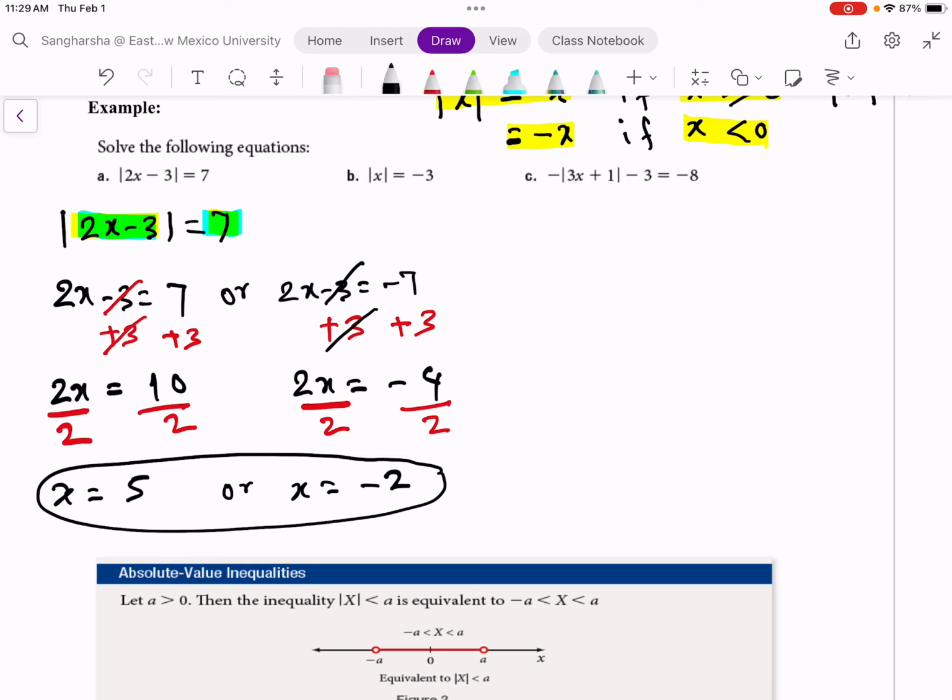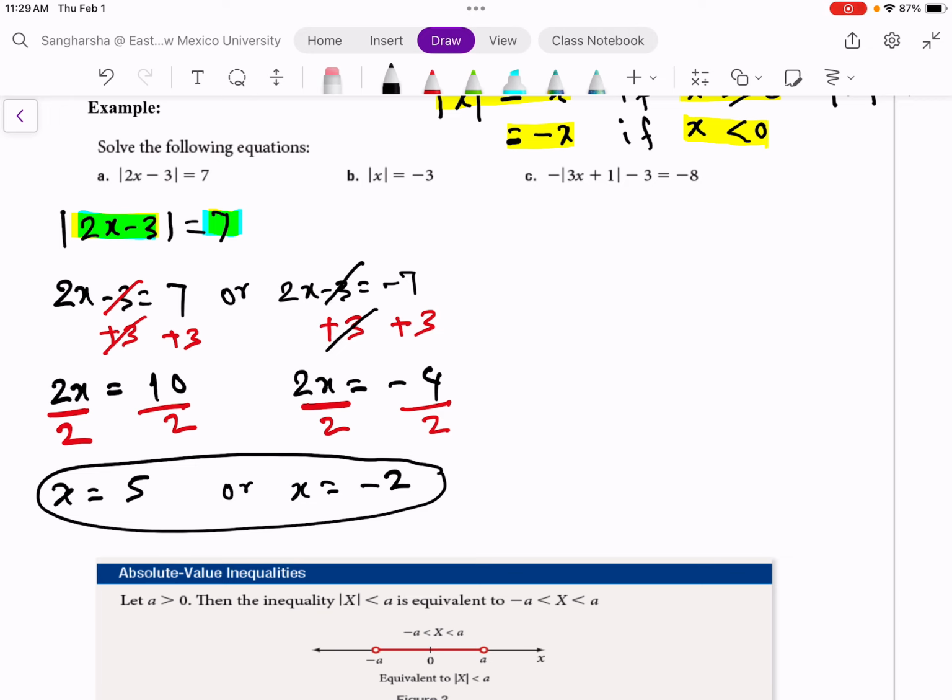So when you have an absolute value equation, there is always a chance to have two solutions. Not every time, sometimes you may not have two solutions. But you're going to get two equations. Once you get rid of the absolute value sign, you get two equations, and you have to solve both of those equations, okay?